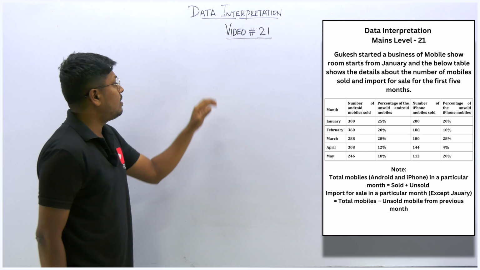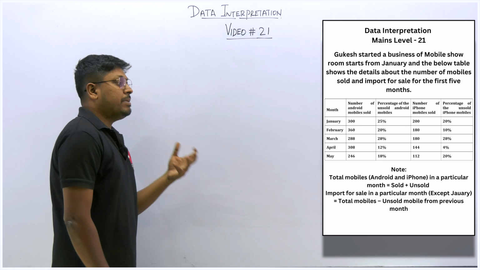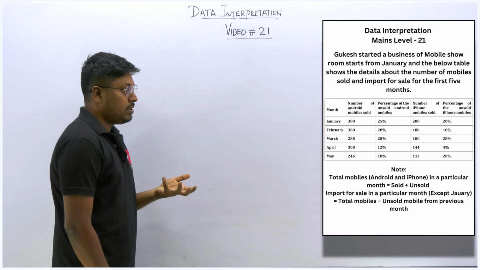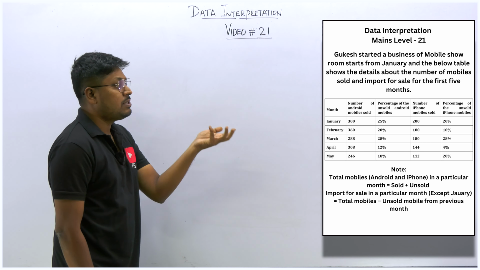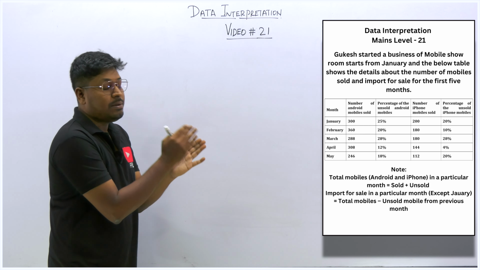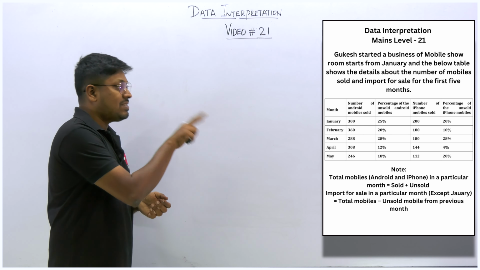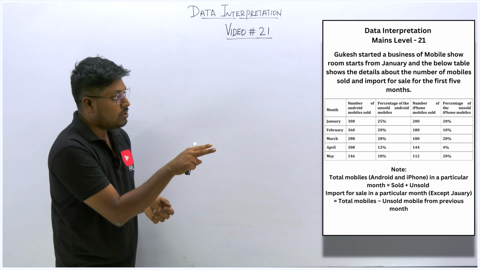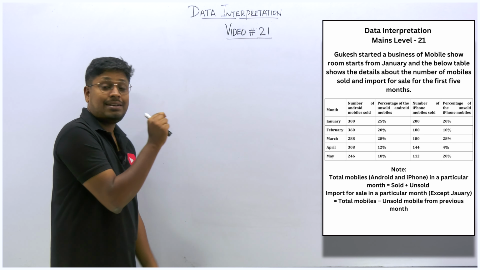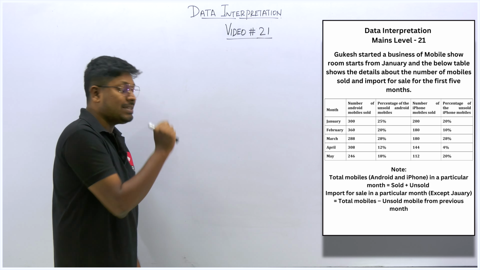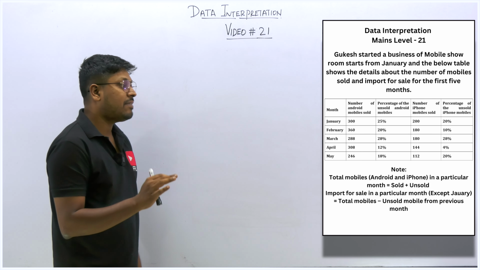So now let me talk about all the data they have given in the chart initially. First, a person started a mobile showroom, starting from the January month. For January, the number of total mobiles sold has been given, as well as in the second column the percentage of total unsold mobiles. Similarly, the first two columns are for Android and the next two are for iPhone. The unsold has been given in terms of percentages, right? Sold is directly given as a number. So this is the data they have given in the chart.